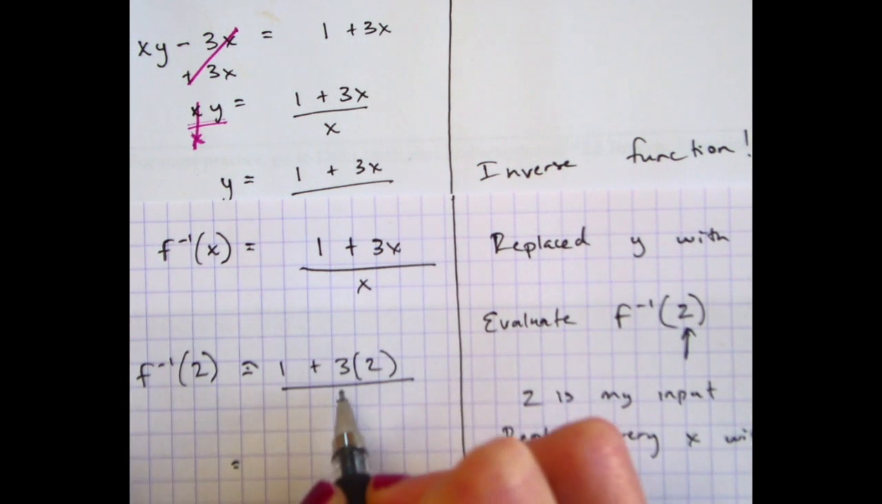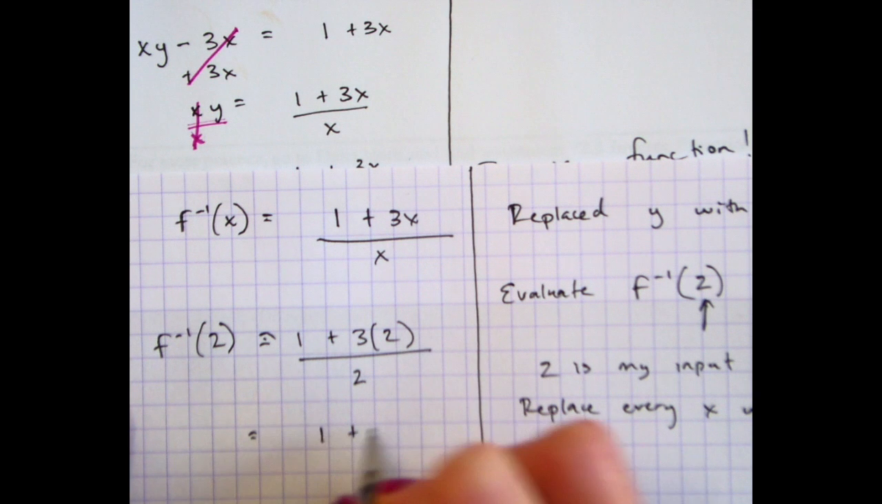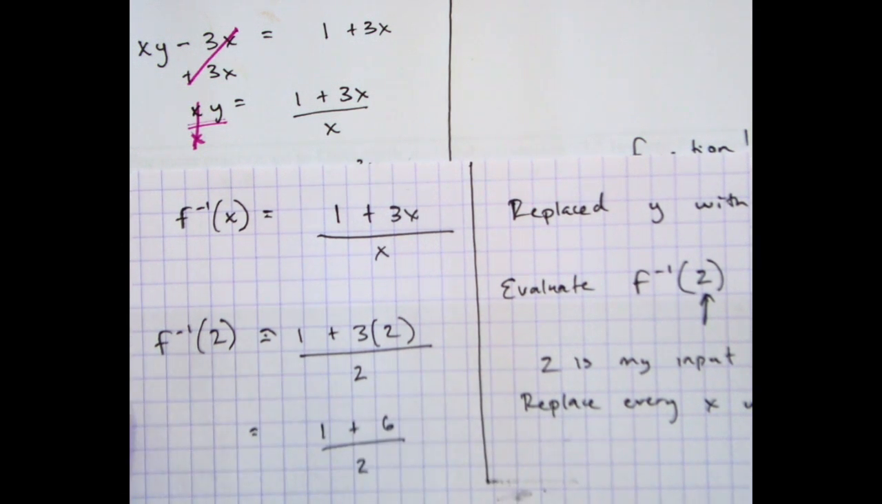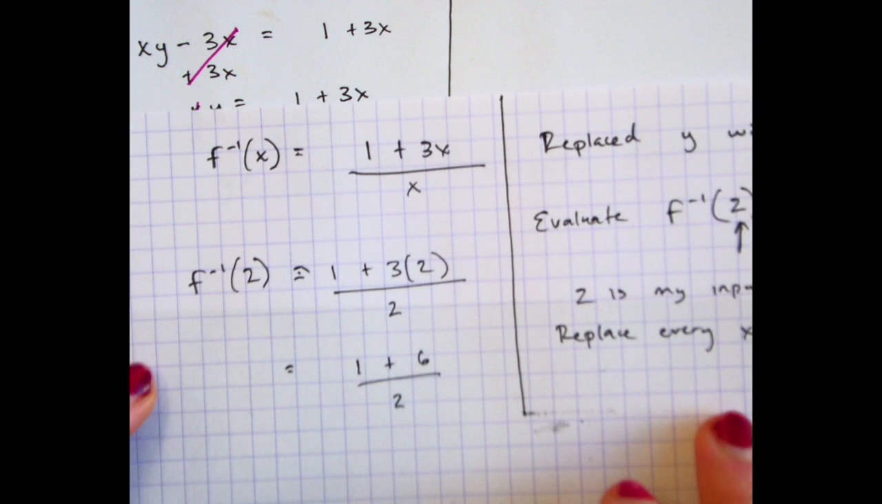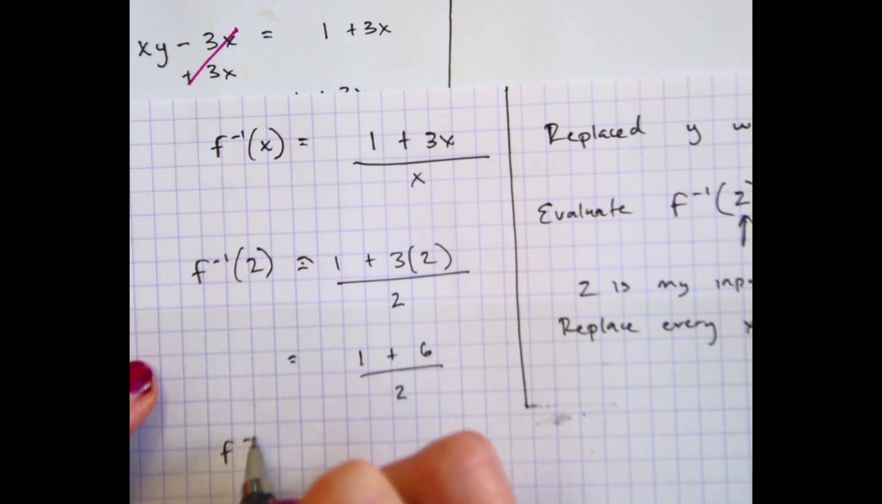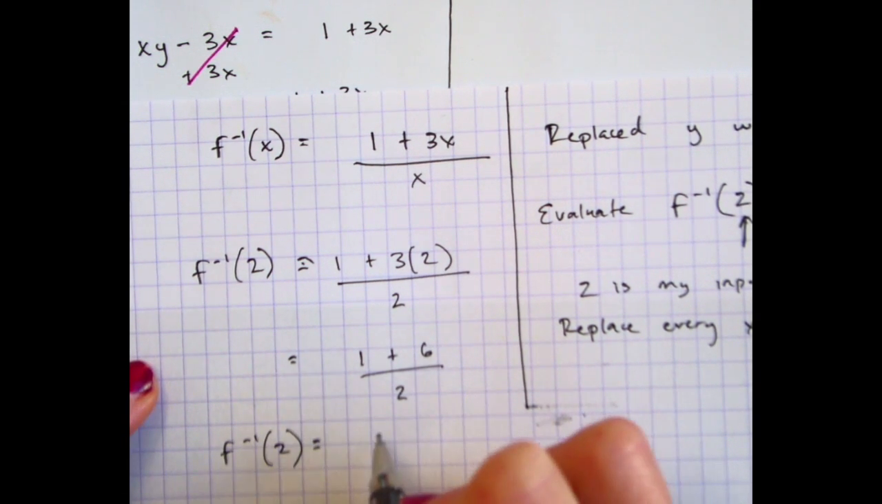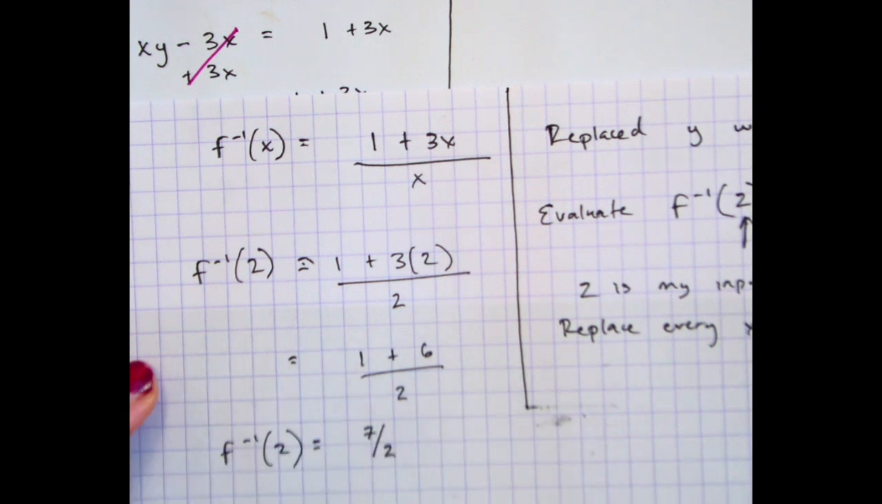And I'm going to end up with my final answer. The inverse function at the input of 2 is equal to 7 over 2. I'm going to leave my answer as a fraction. If you'd like to divide this and get it as a decimal, be my guest. I'm going to leave it like that.